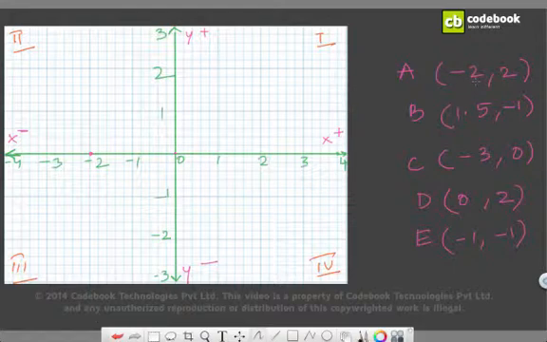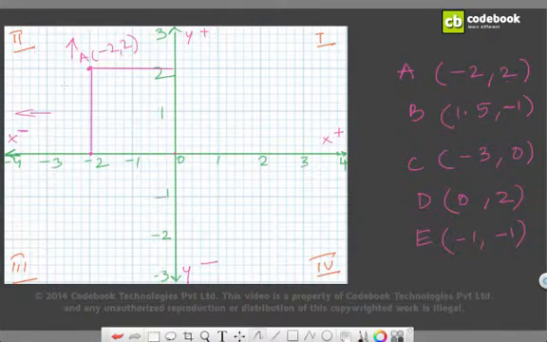So the abscissa is -2. The way you plot A is you begin at the origin, move 2 units in the negative direction of x. The negative x is towards this direction. So you move 2 units and the 2 units is over here. So that's minus 2. And now from here you have to move 2 units in the positive direction of y, and the positive direction of y is this way. So you move 2 units and you will end up here. If you draw perpendicular lines, you will end up over here. So this is your A, (-2, 2), and it will be in the second quadrant.